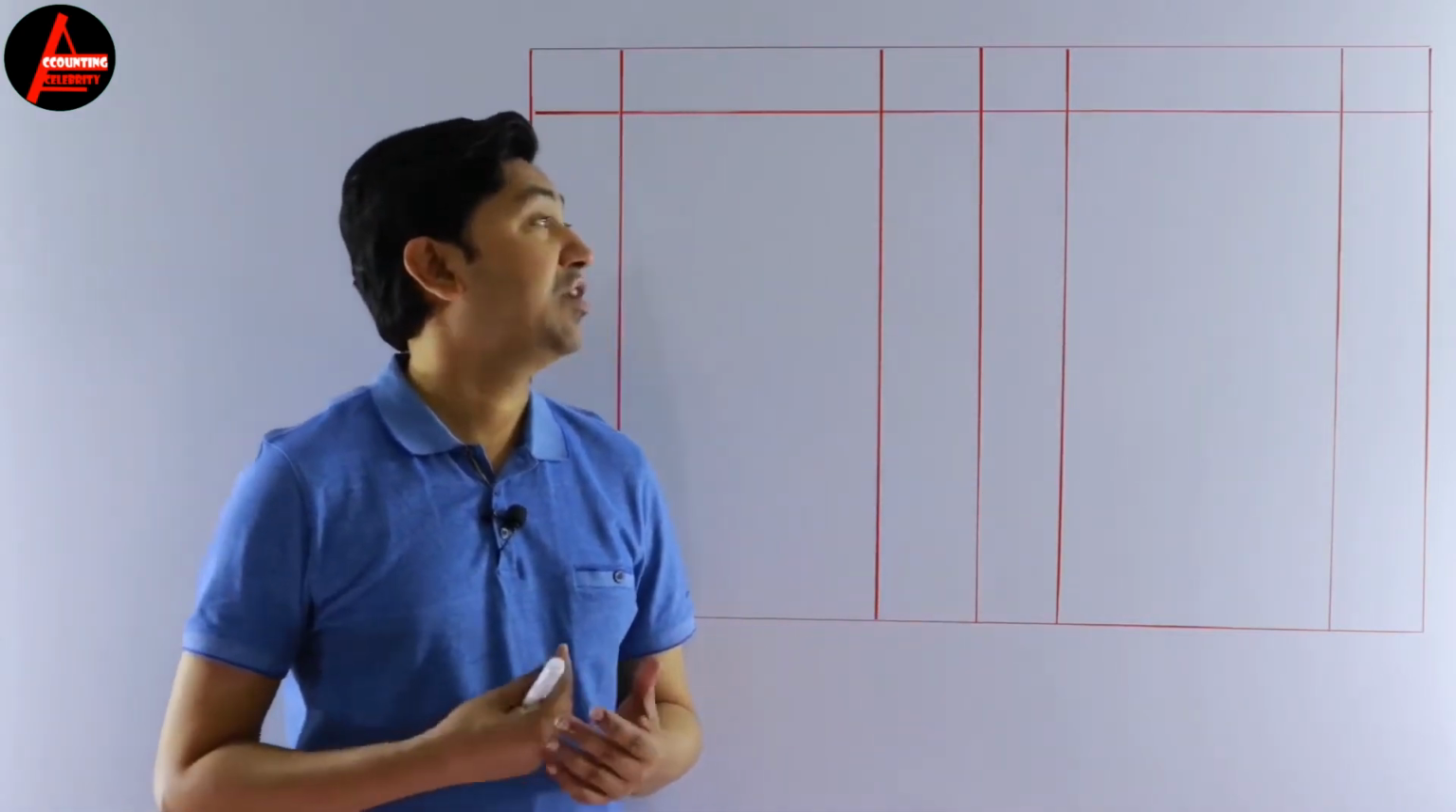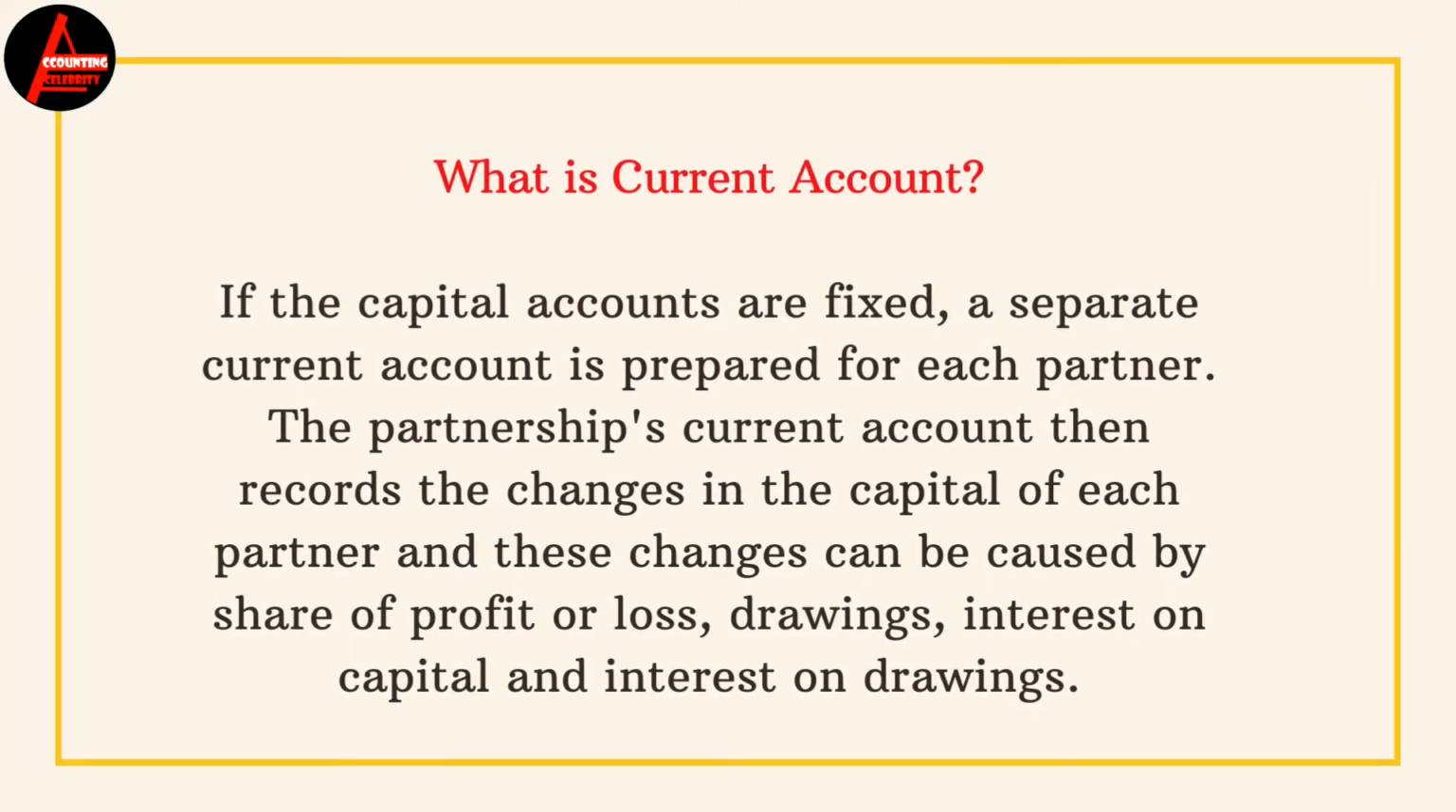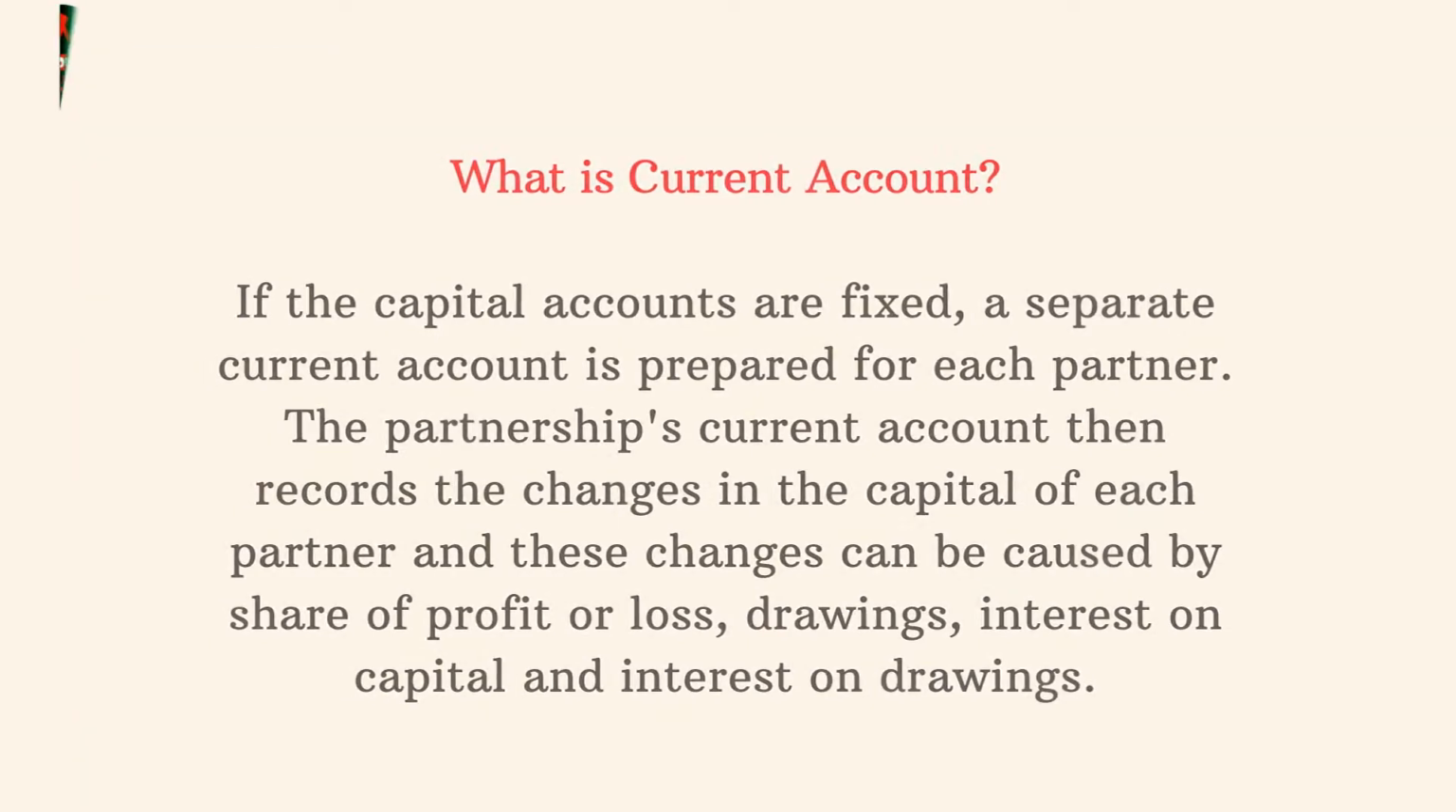So what is a current account? If the capital accounts are fixed, a separate current account is prepared for each partner. The partnership's current account then records the changes in the capital of each partner, and these changes can be caused by share of profit or loss, drawings, interest on capital, and interest on drawings.